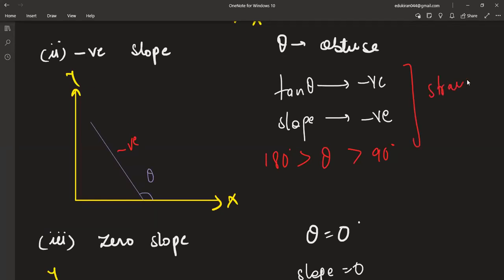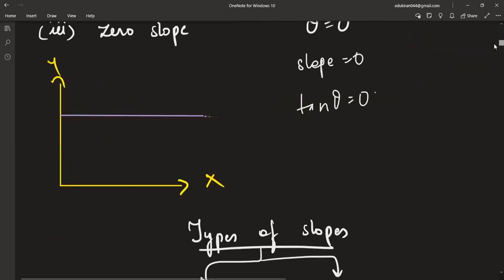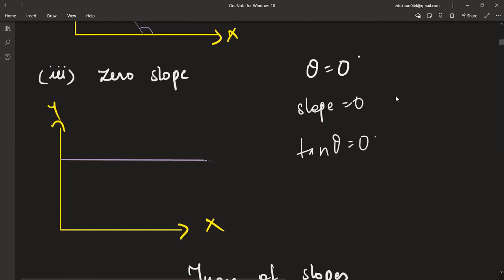The graph is still a straight line graph. Okay. Last is zero slope. Zero slope means when the value of slope is 0. So see, there is no incline. This is also known as a straight line graph. All these are types of straight line.